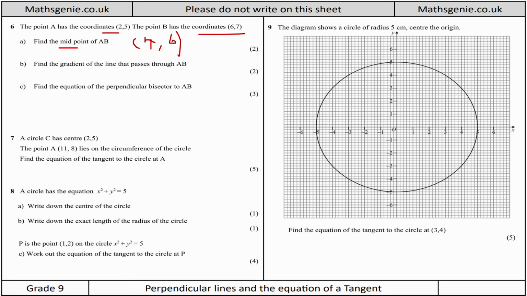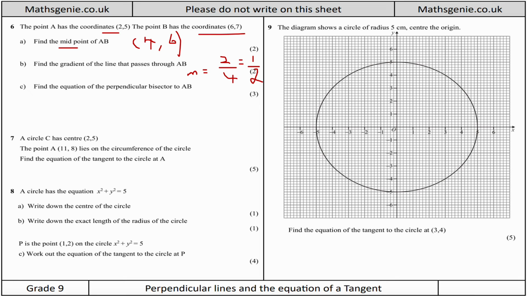Part B, find the gradient of the line that passes through AB. So the gradient is the change in y divided by the change in x. So 7 take away 5 is 2. 6 take away 2 is 4, so I get the answer of 2/4, or it's equal to a half.